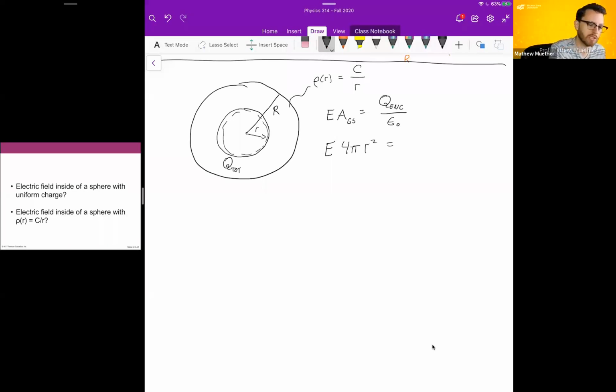Now what's Q enclosed here? Well, they give us the charge density. So I know Q enclosed has got to be, say, the integral of this charge density times some little volume component.